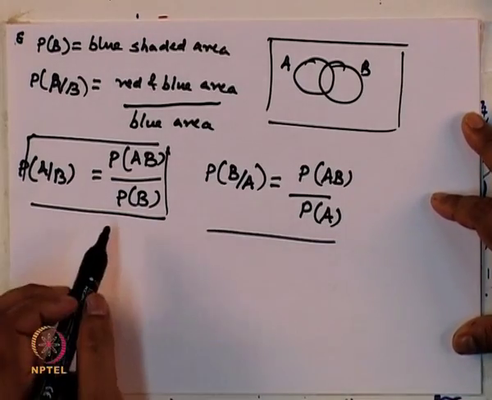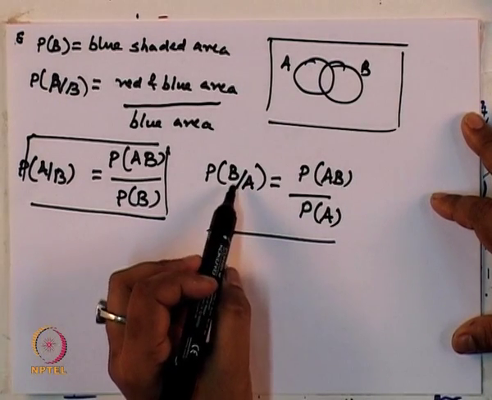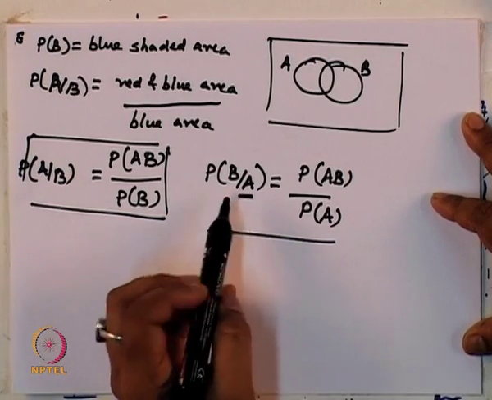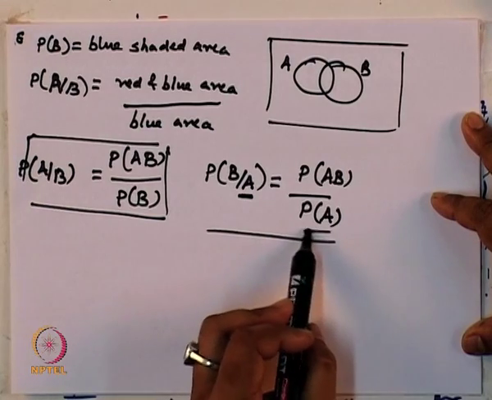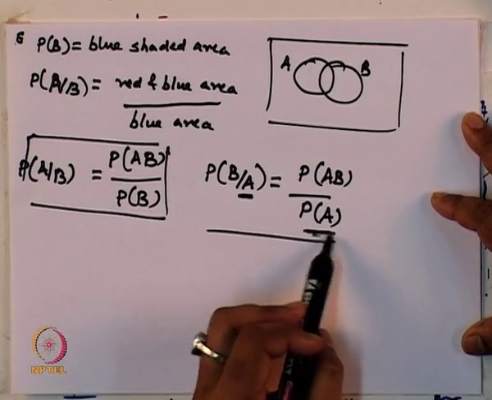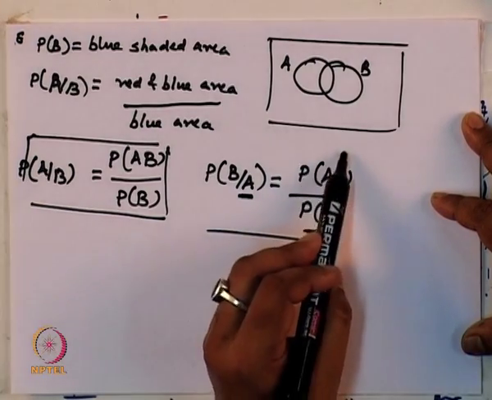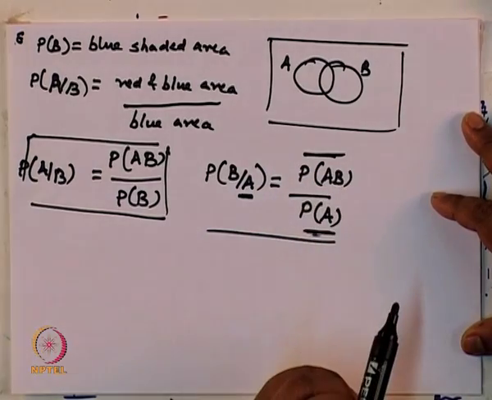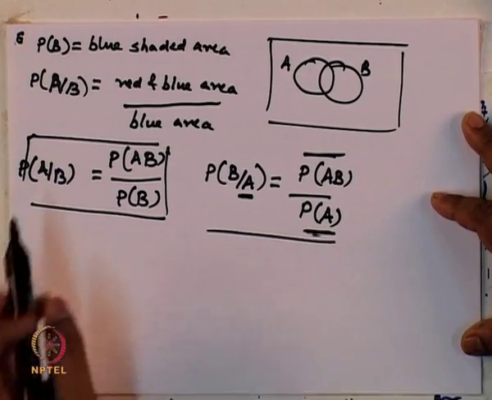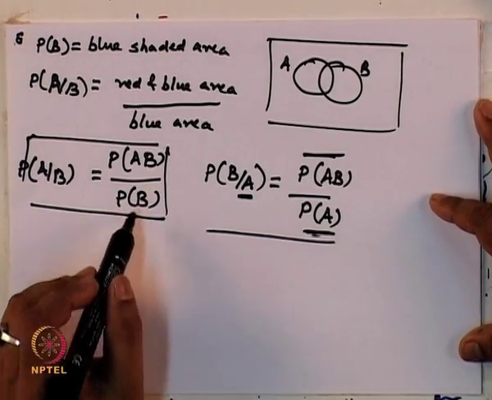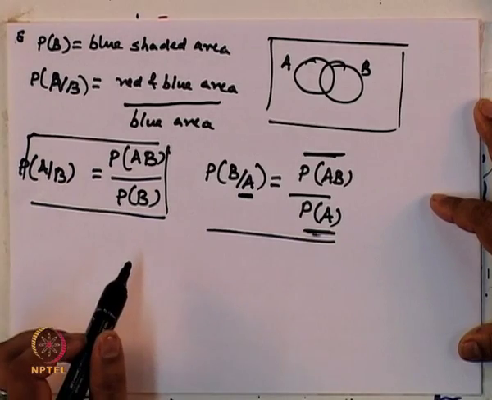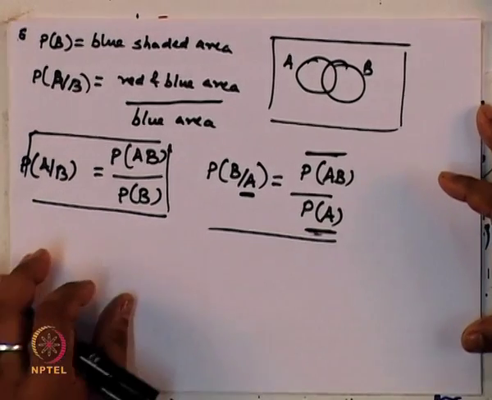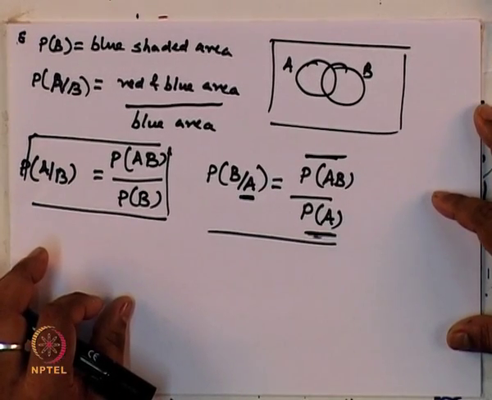What you see from this definition is that whatever you put after the given, that absolute probability appears in the denominator, and the probability of both events occurring together appears in the numerator. So, probability of A given B is P(AB) by P(B), and probability of B given A is P(AB) by P(A). Let us take a sample example.